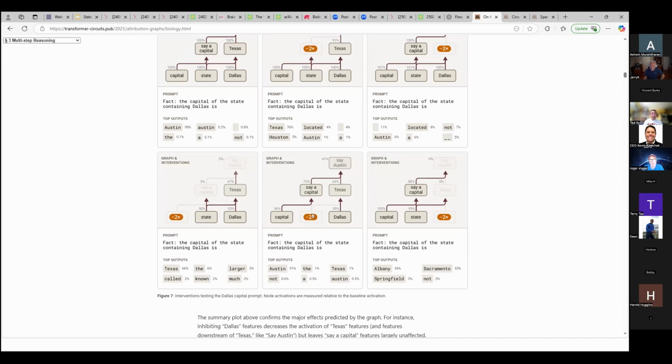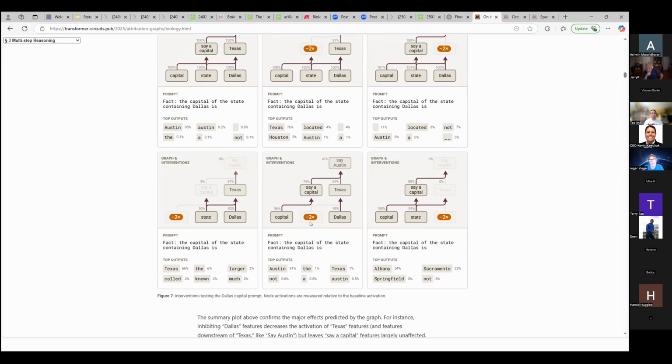What if we wipe out state and we keep capital and Dallas and so on? Well, now we're doing pretty well because we still get Austin at 91%. So it turns out that this was one of the least important building blocks because without state, you can still get, say, a capital and you can still get Texas, and those two can combine for, say, Austin.